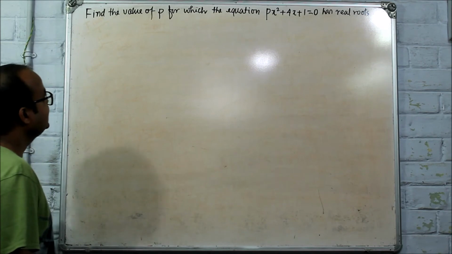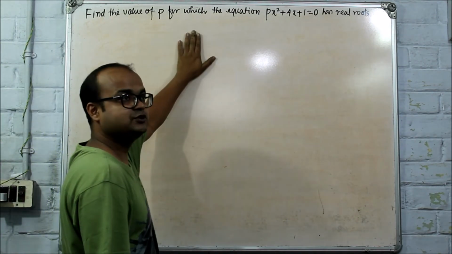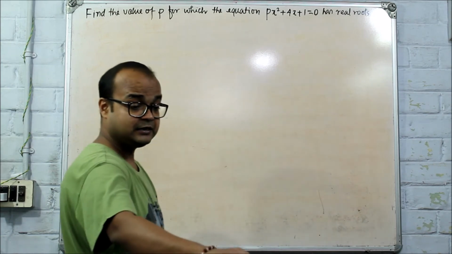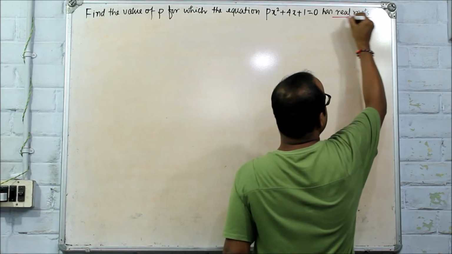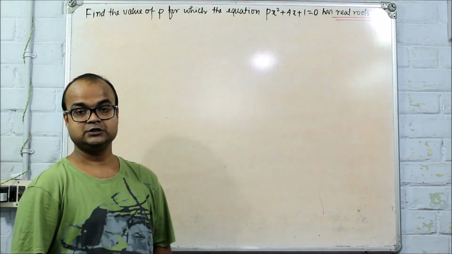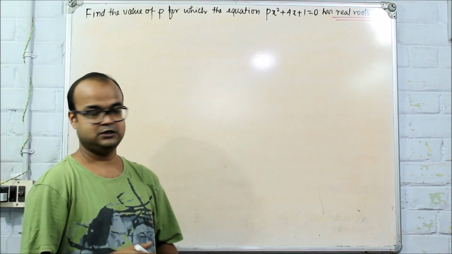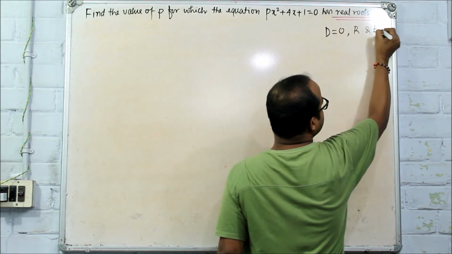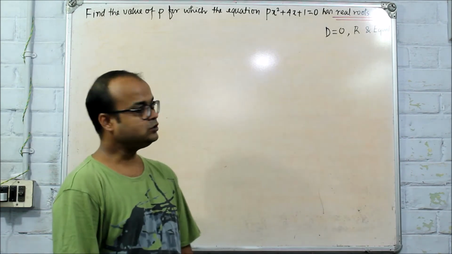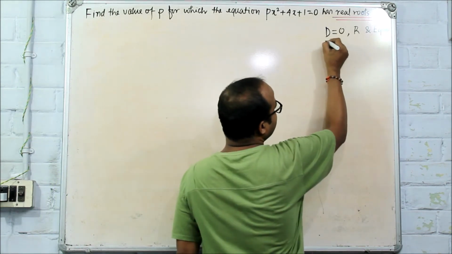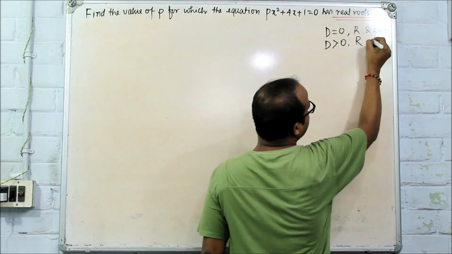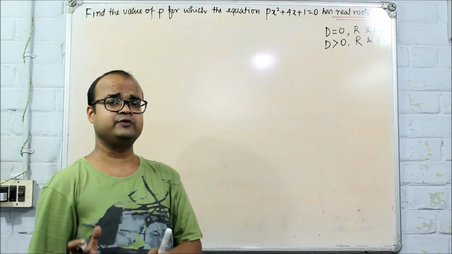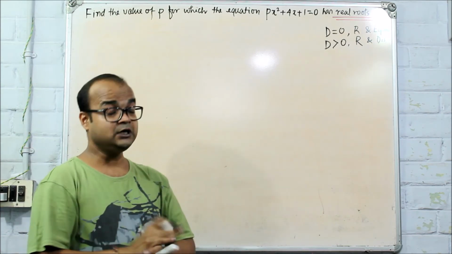Moving on to the next problem: find the value of p for which the equation px square plus 4x plus 1 has real roots. There are 2 conditions for which the roots of the equation are real. If d is equal to 0, then the roots are real and equal. And if d is greater than 0, then the roots are real and distinct. Roots are real and different. You will get two different values of x, and those two values are real.